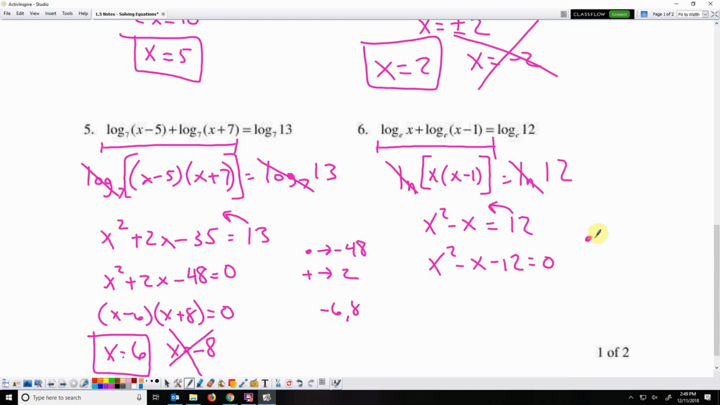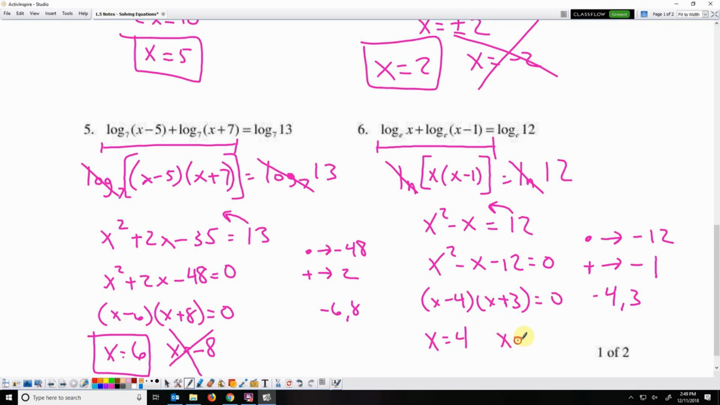So if it's factorable, then there will be a pair of numbers that will multiply to negative 12 and add up to negative 1. And I believe those numbers are negative 4 and 3. Negative 4 times 3 is negative 12. Negative 4 plus 3 is negative 1. So it factors to x minus 4 times x plus 3 equals 0. So my two solutions are x equals 4 and x equals negative 3.